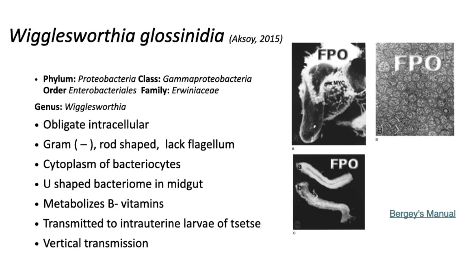It is gram-negative, rod-shaped, and it lacks a flagellum. It is located in the cytoplasm of bacteriocytes, in that U-shaped bacteriome in the midgut. It metabolizes B vitamins for the fly.